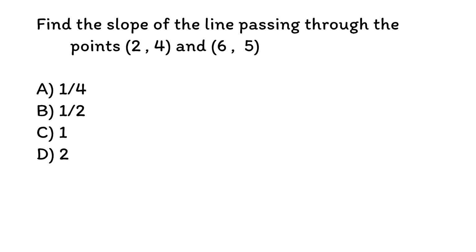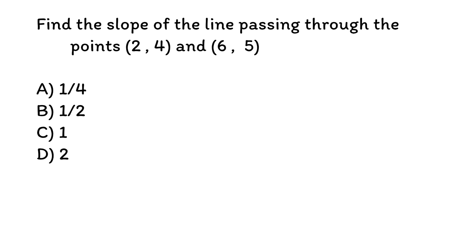Find the slope of the line passing through the points (2, 4) and (6, 5). A. 1 over 4. B. 1 over 2. C. 1. D. 2. Slope questions are a crucial part of the GED Math Test. We will look at various forms in the course of this video. Please take note of all of them so you can pass the GED Math.